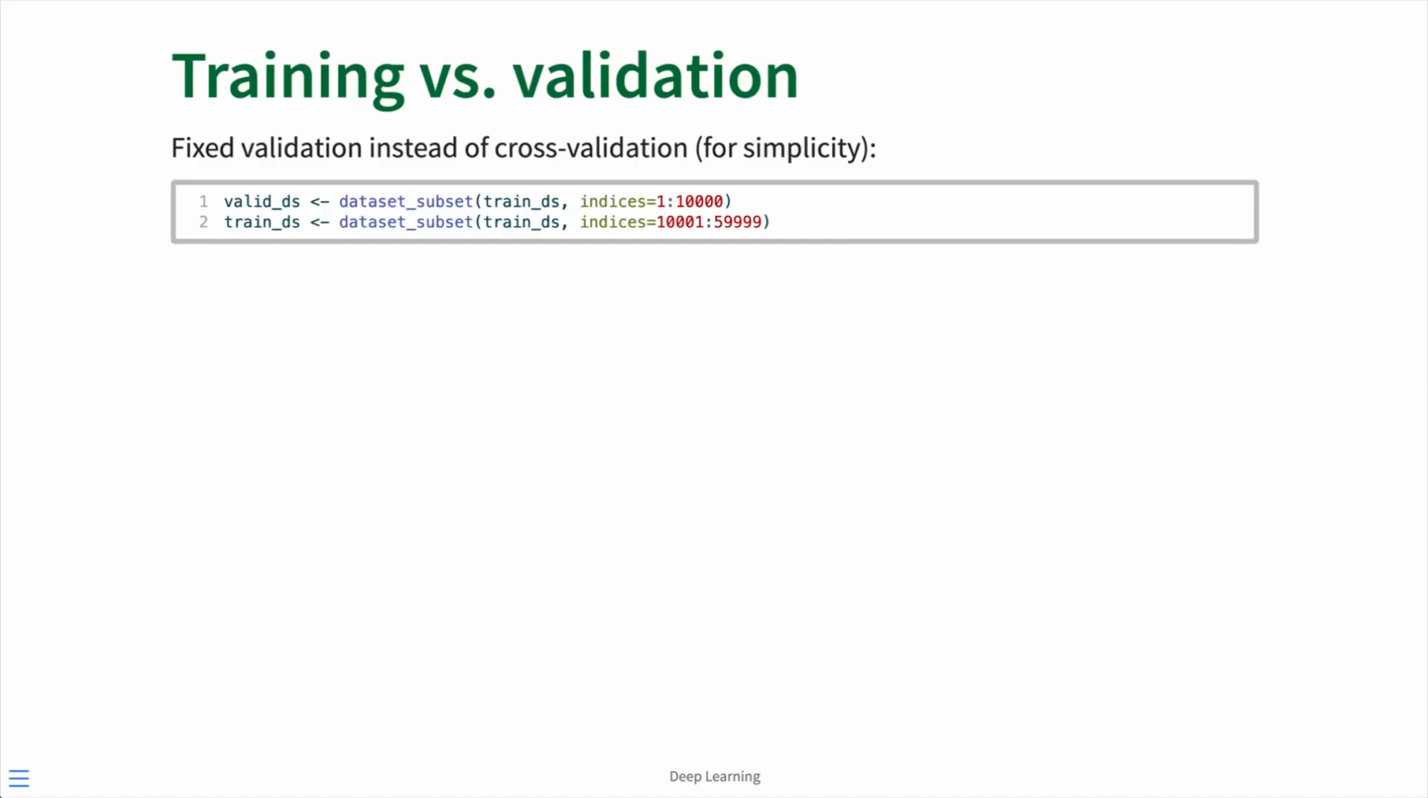Now, we previously talked about cross-validation as a way of validating our models without losing a bunch of data. That still holds in the case of deep learning, but for simplicity here, we are just going to have a fixed validation set for our data. So we're going to use this dataset_subset function to split the training data set, train_ds, into two separate variables. Images numbers 1 through 10,000 are going to be reserved for the validation data, and then the remaining 50,000 images are going to be assigned to train_ds.